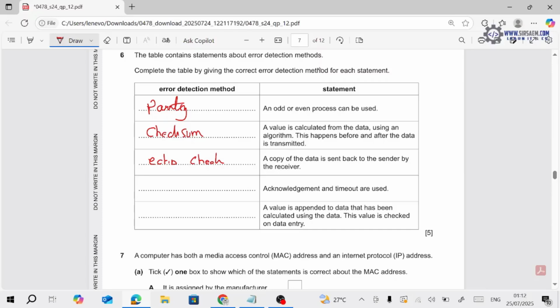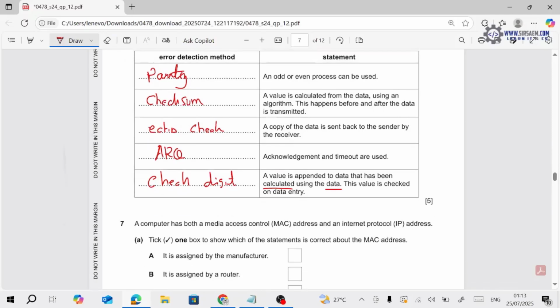It's an echo. Acknowledgement and timeout are used. It's ARQ, which stands for automatic repeat query. A value is appended to data that can be calculated using the data. We call it a check digit. Okay, a check digit is also used in your barcodes as well.